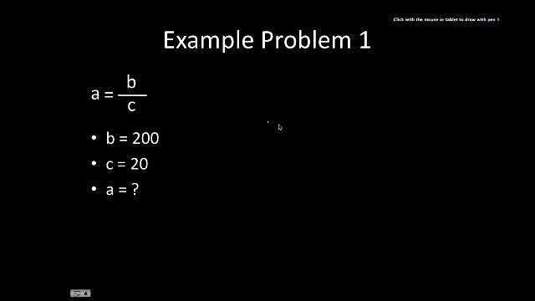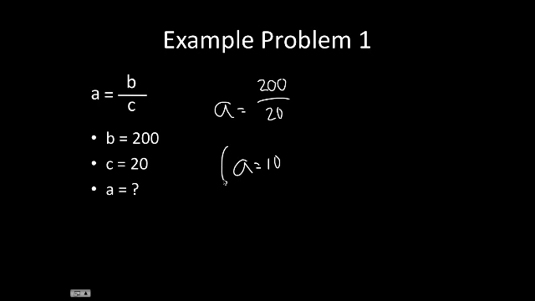Let's take a look at the solution. A equals B over C is pretty simple. A equals B over C, and I'm going to plug in B right away. 200 divided by 20. This is real easy here. So we have A is equal to 10. And that's the whole deal right there.